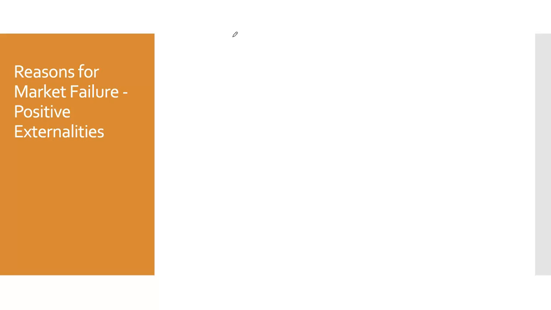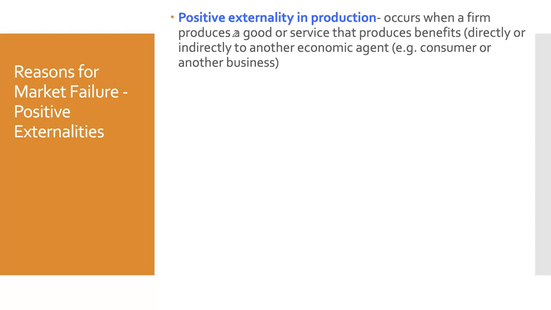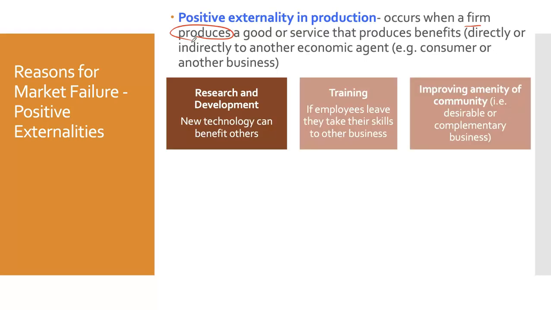So what are some of the reasons for market failure because of positive externalities? Positive externality in production occurs when a firm produces a good or service that produces benefits to someone else. Some of these positive externalities are things like research and development. This can result in new technology that can benefit others. So businesses in production doing research and development, there is a benefit to others because the new technology that they create can benefit others.